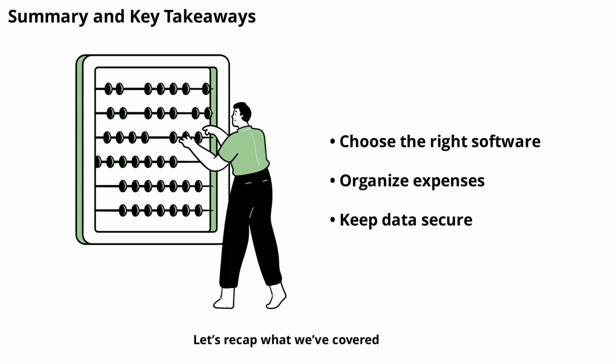Let's recap what we've covered. Setting up invoicing software for expense reimbursement involves choosing the right tool, entering and categorizing expenses, creating invoices, and staying organized. With these steps, you can streamline your reimbursement process and avoid common pitfalls. Remember to keep your data secure and stay up to date with software features.